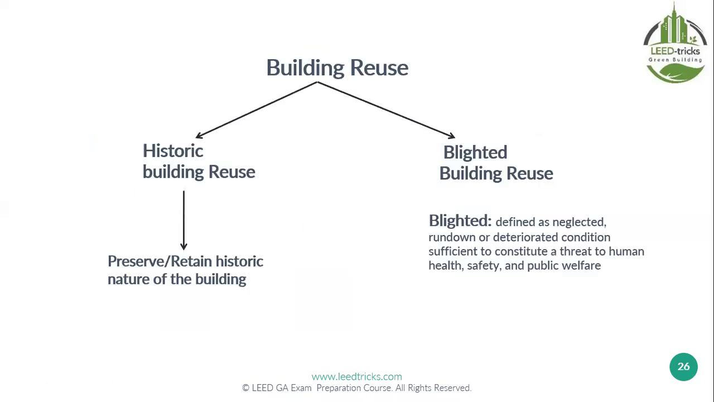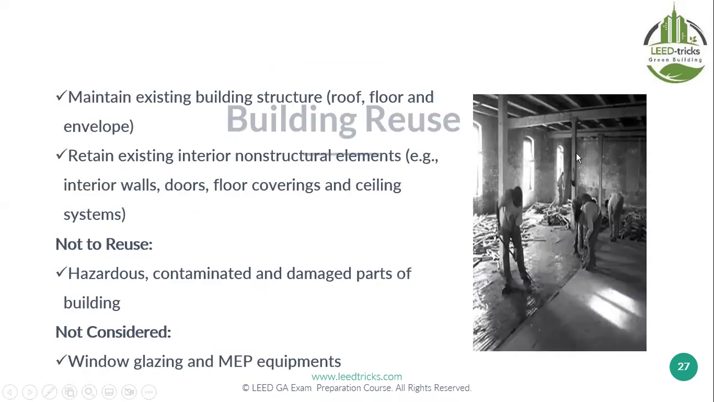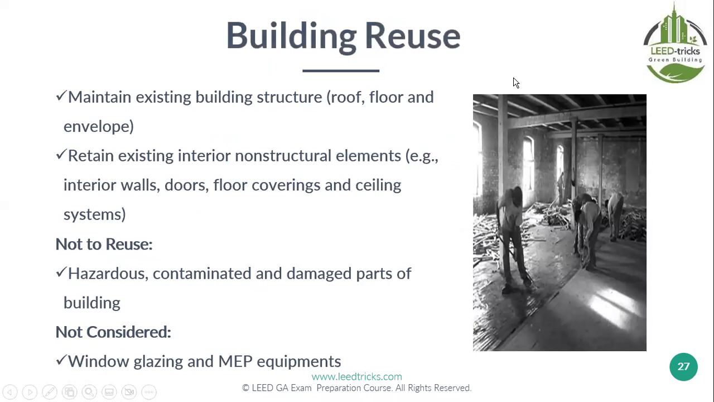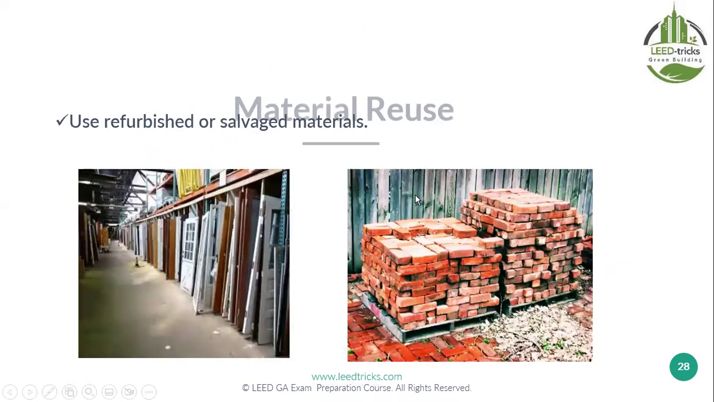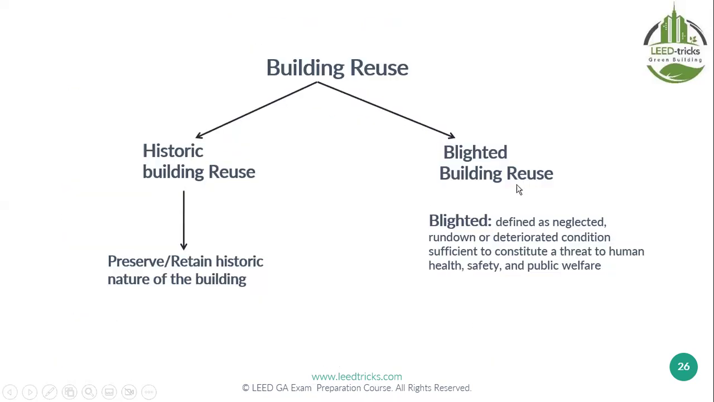So strategies, building reuse. There are two types: historic buildings or blighted buildings. What are historic, what are blighted? Historic buildings have historic value, so you need to preserve and retain these buildings, of course. But blighted means buildings defined as neglected, run down, deteriorated, something like these. Okay? They are blighted.